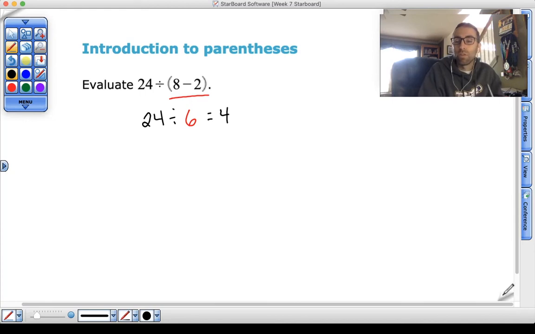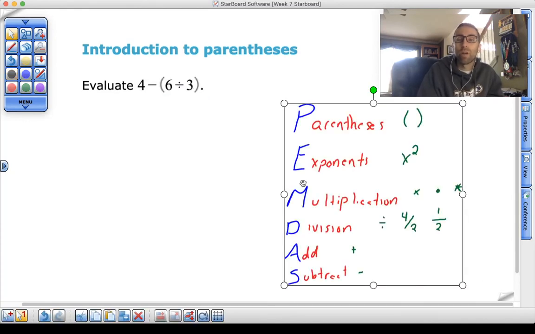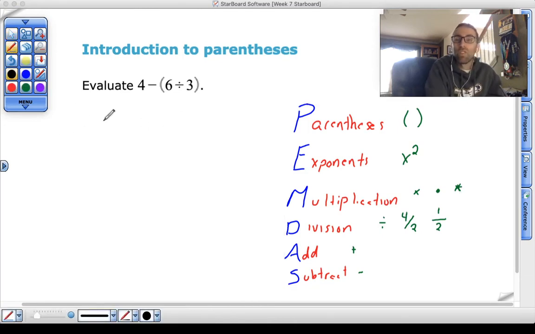So this is the equation. Why don't you try this problem now? All right, so what you should have done in this problem is to solve this part here first. 6 divided by 3, you're going to solve that first. 6 divided by 3 is 2. And then I'm going to bring down the 4 and the minus, and now I have the equation 4 minus 2, and 4 minus 2 is equal to 2.